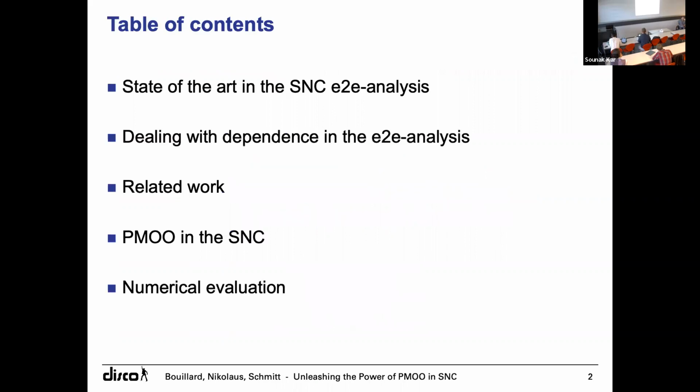So let me present to you how the talk is structured in the following. First, I'm going to start off with a very brief overview of the state of the art in the end-to-end analysis of the stochastic network calculus. Then it's going to be followed up by one of the biggest challenges in the end-to-end analysis. It is how we deal with dependence.